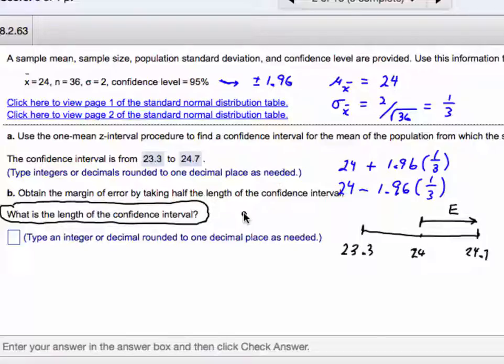What is the length of the confidence interval? Is that the same as E? No, the length of the confidence interval is this whole thing. So it'd be 2E, right? So this equals 2 times E. The question they're asking is the full length of the confidence interval, which would be 2 times E. Is that 1.4?